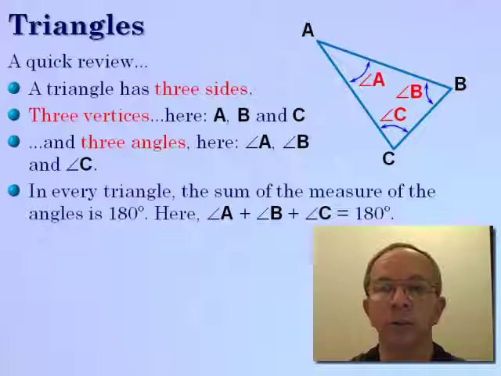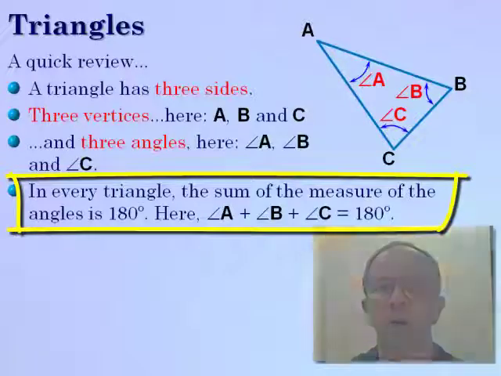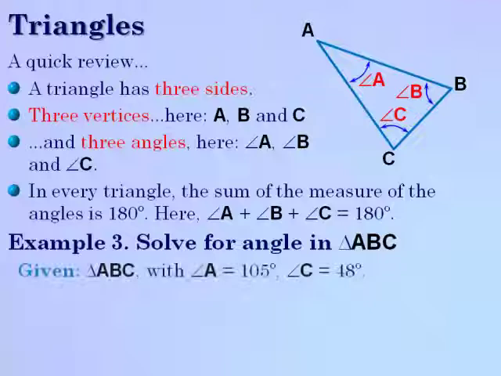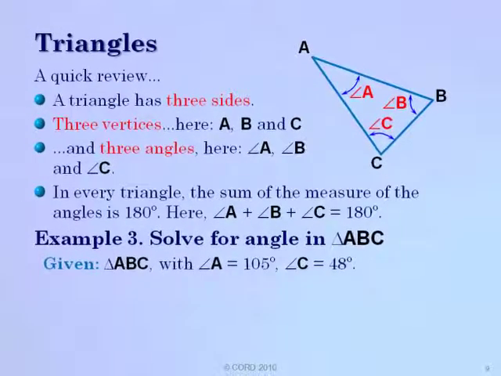In every triangle, the sum of the measure of all of those angles always equals 180 degrees. That's a very important fact for you to remember. The sum of the angles in a triangle always equal 180 degrees. So let's look at example 3 that asks us to solve for the angle in triangle ABC if we know that angle A is 105 degrees and angle C is 48 degrees.